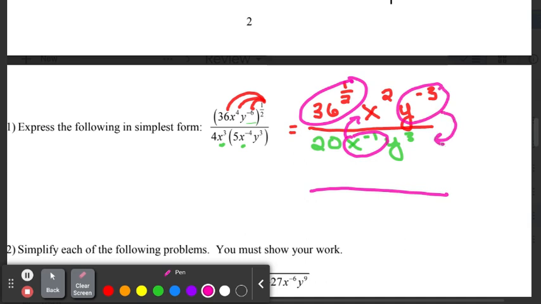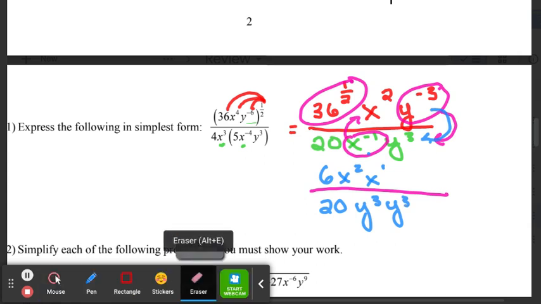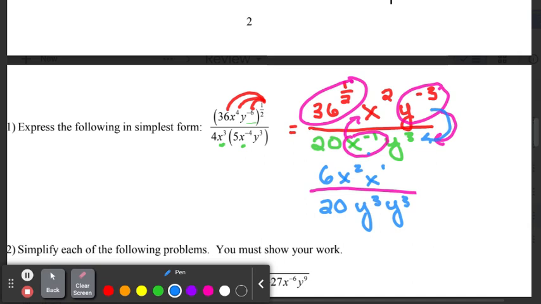So let's see. Square root of 36 is 6. X squared, that's from before. X to the negative 1 on the top is x to the 1. And then on the bottom, 20. Y to the 3. And then this guy goes on the bottom as well, y to the 3. So to simplify this fraction, make that a little smaller. 6 over 20 simplifies to 3 over 10.